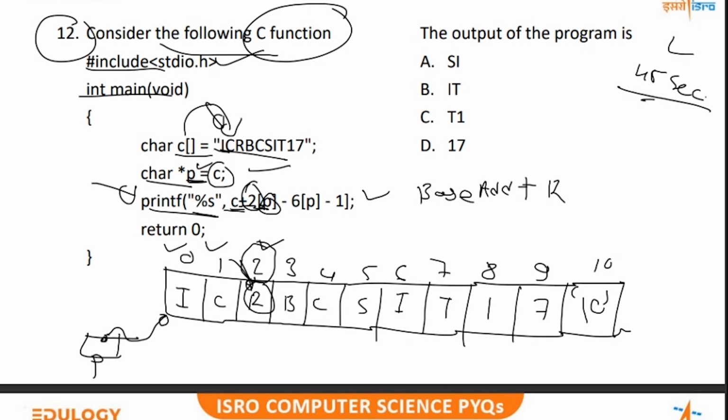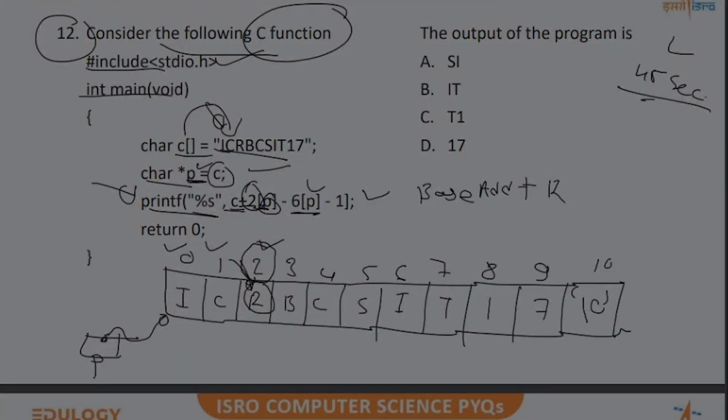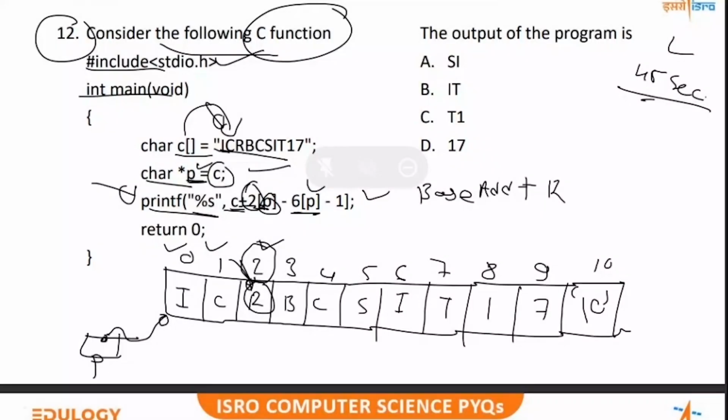Now what we have to do? p6. We have to write the element of position 6, I mean index number 6. At index number 6 there is an element present, which is I. So this is the minus symbol, and we simply write minus. Then we simply write I, and then minus 1. This is what we have already done.